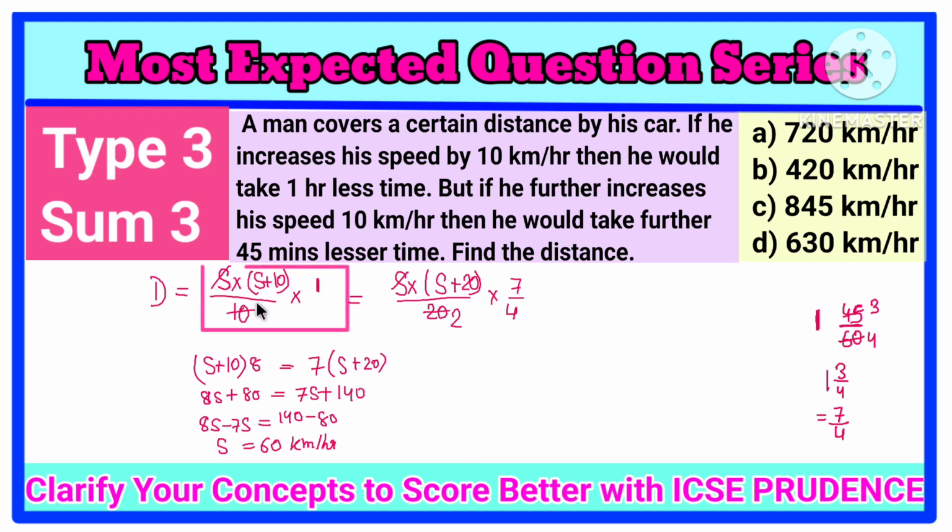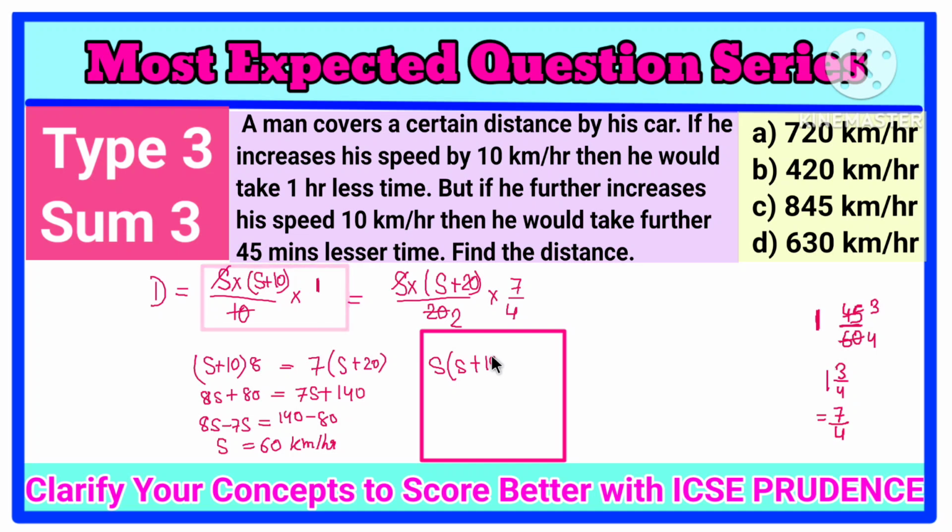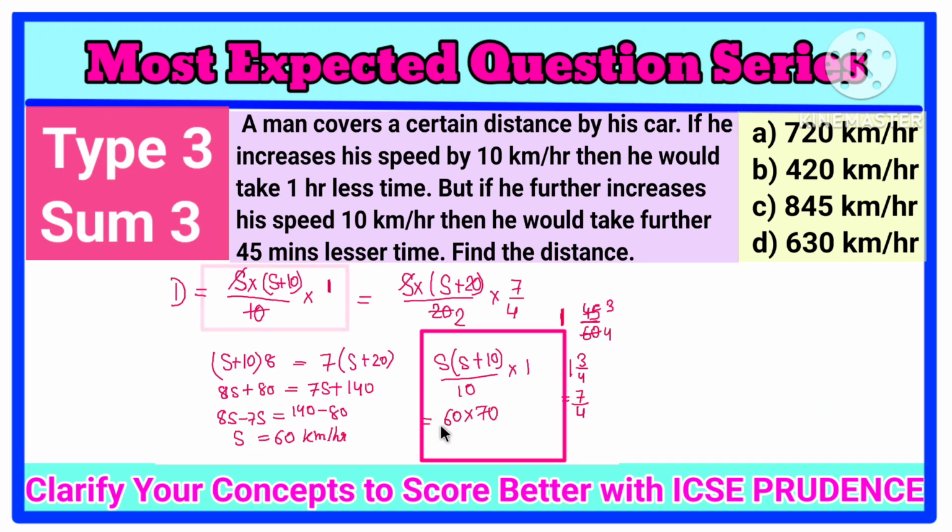Let us put it in the first equation before cancellation. It was s into s plus 10 divided by 10 into 1. So here you are getting s, that is 60, multiplied by 60 plus 10, that is 70, divided by 10 multiplied by 1, means this same thing. So 0 and 0 you can cancel. 6 7s are 42 and you have a 0. So 420 km will be our final answer in this particular question.